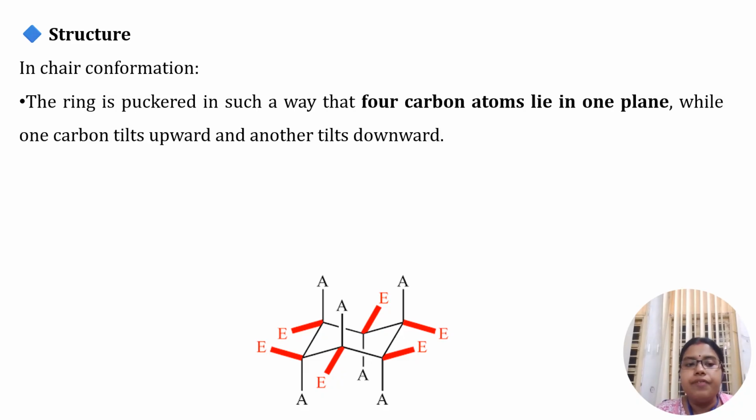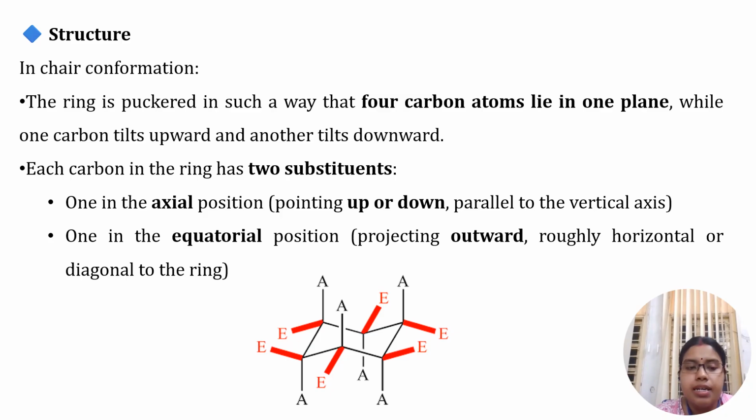In the chair conformation, four carbon atoms lie in one plane, while one carbon tilts upward and another carbon tilts downward. Each carbon in the ring has two substituents: one in the axial position, pointing up or down parallel to the vertical axis, and one in the equatorial position, projecting outward, roughly horizontal or diagonal to the ring.